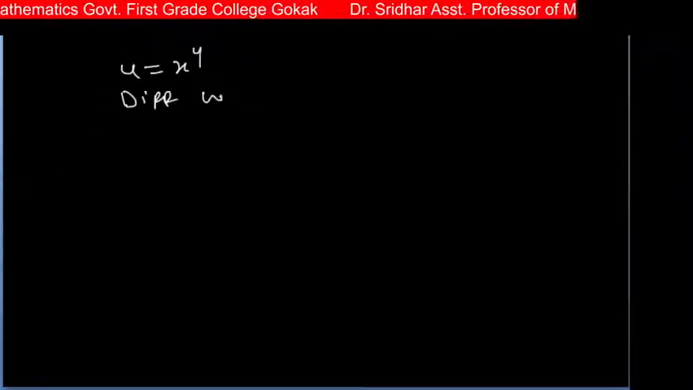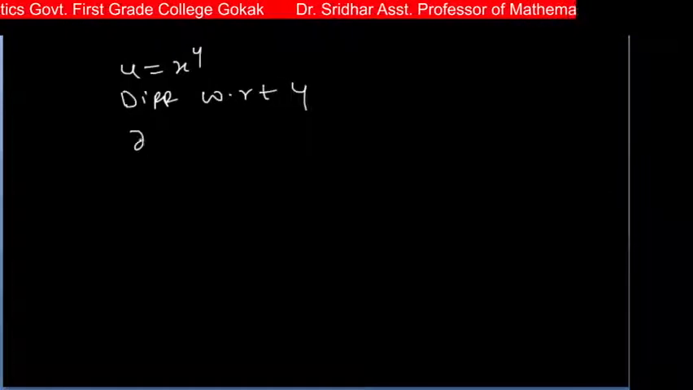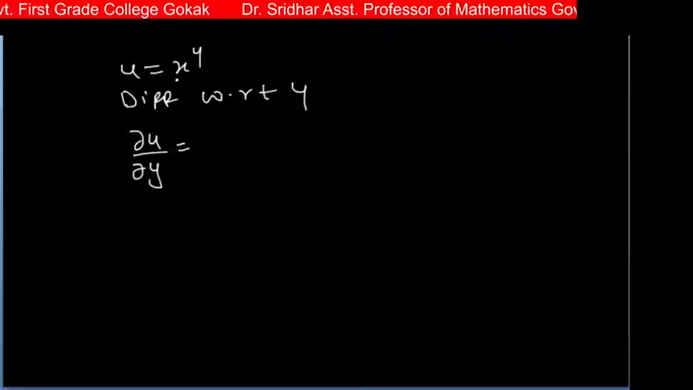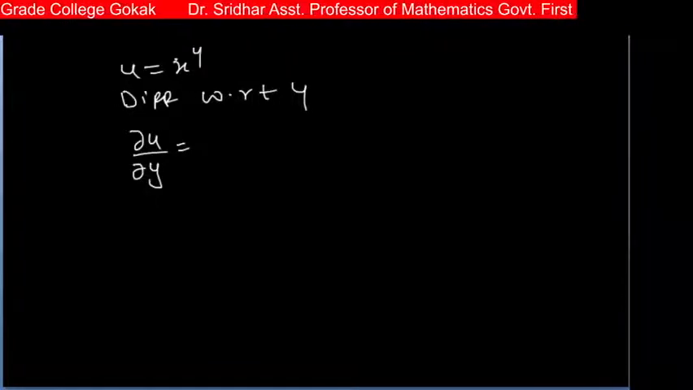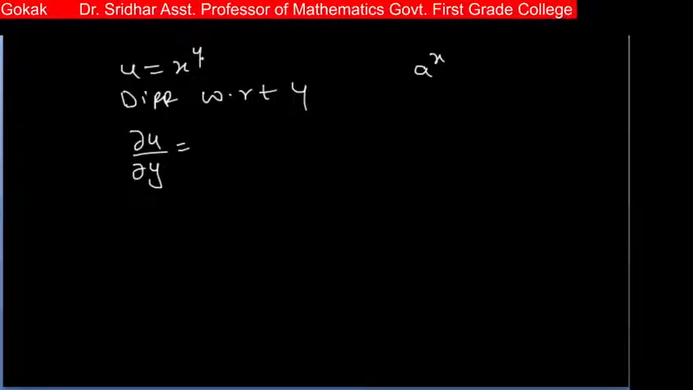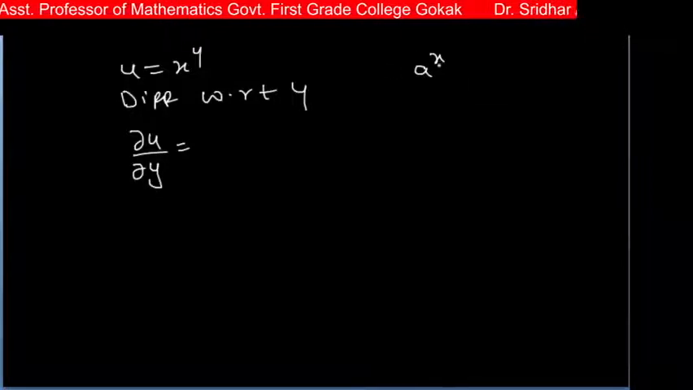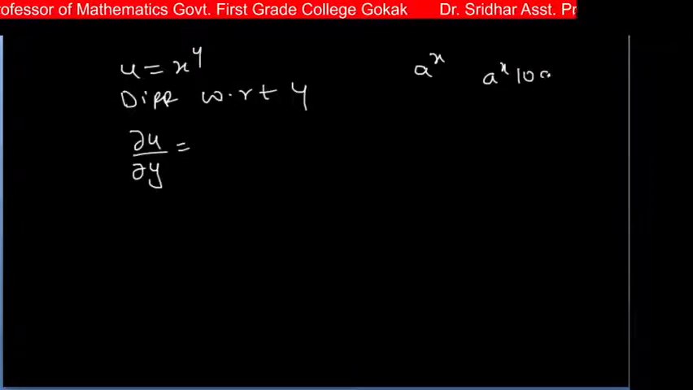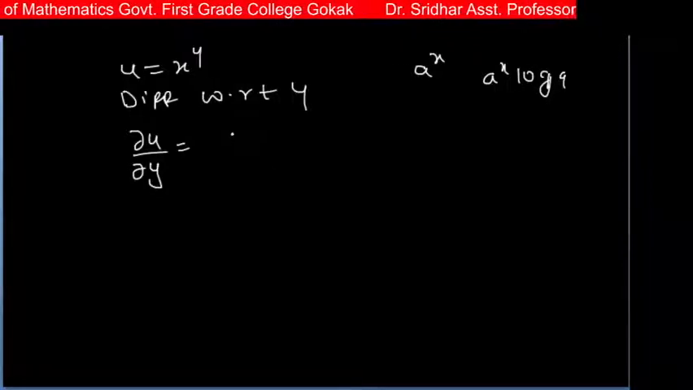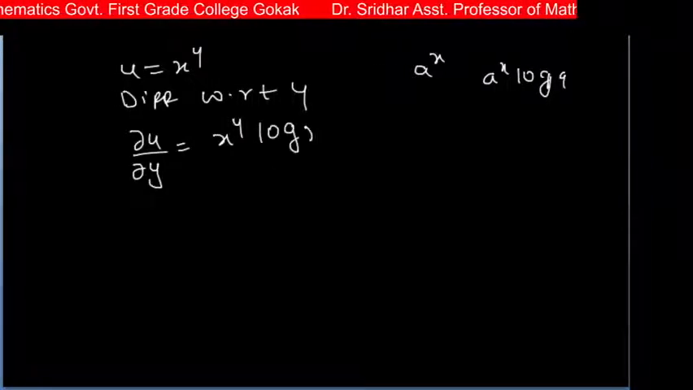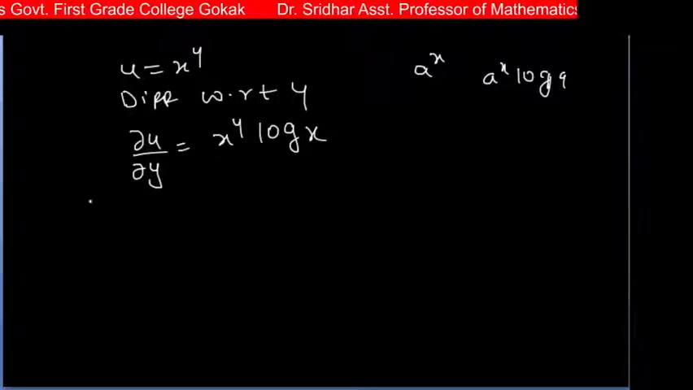Again we have u equal to x raised to y. Now differentiating first with respect to y, which gives ∂u/∂y. Again x is constant, and it is of the form a raised to x, where x is constant and y is variable, and we are differentiating with respect to y. Here also a raised to x, a is constant and x is variable, and its differentiation is a raised to x log a. Same way here, x raised to y log x. This is ∂u/∂y.